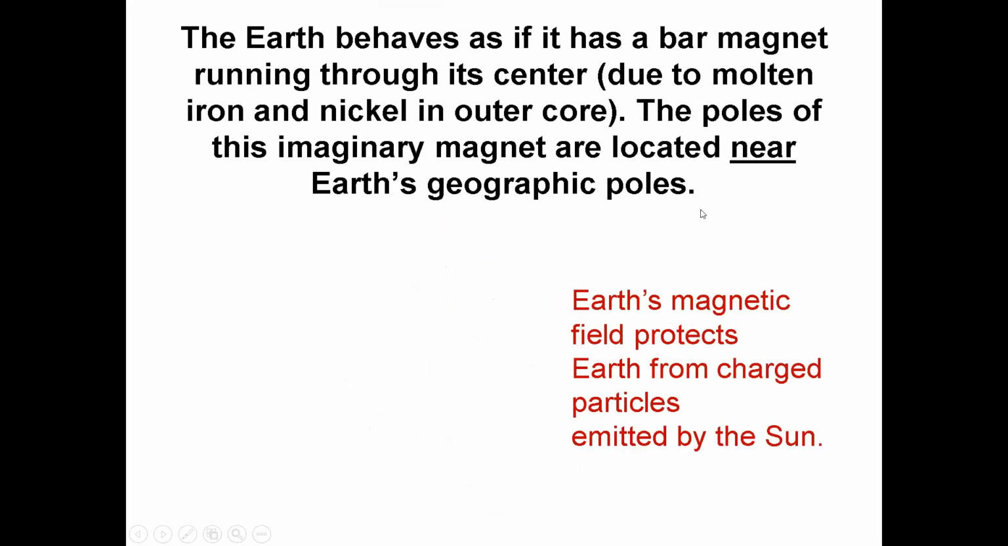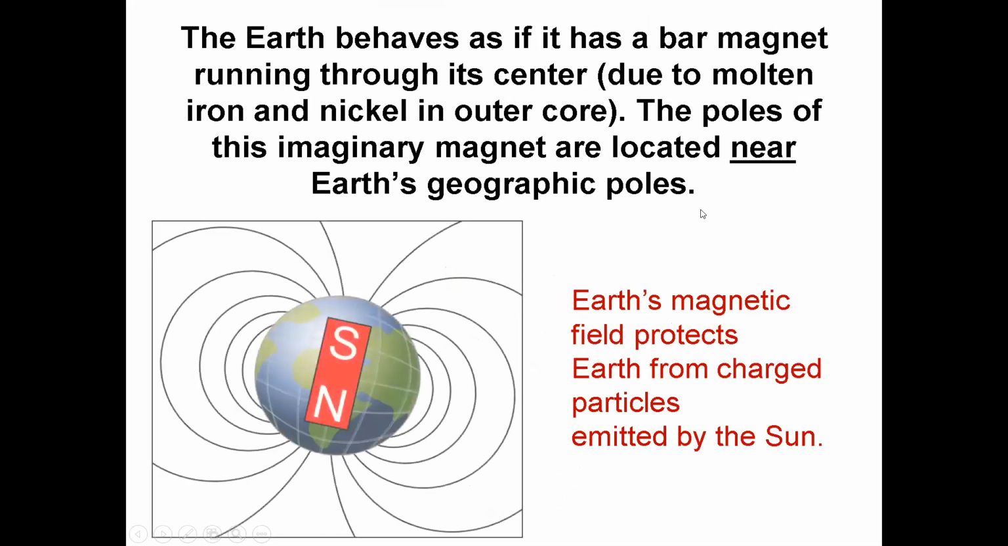Now, is there a magnet in our Earth? Yes, we have. All of us know that we have geographical poles, one is south and one is north. Where do these geographical poles come from? From the magnets inside the Earth. The Earth behaves as if it has a bar magnet running through its center.